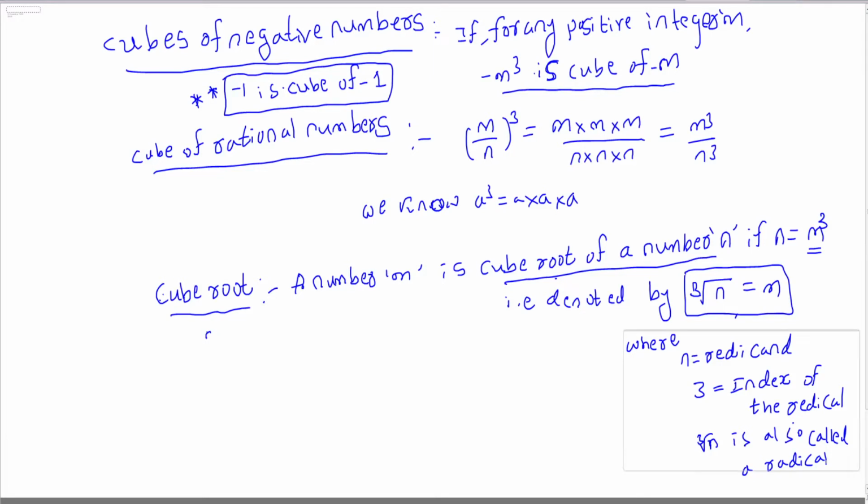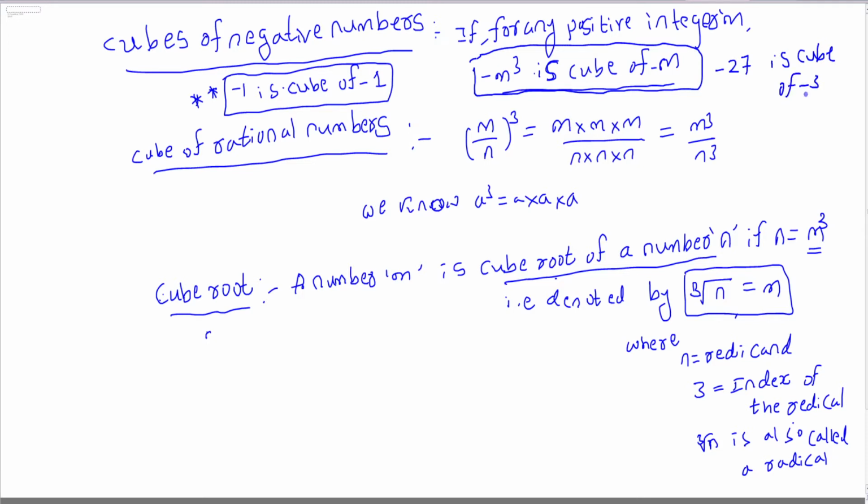The next topic you need to study is cubes of negative numbers. Very simple. For any positive integer m, minus m cubed is the cube of minus m. For example, minus 27 is a cube of minus 3. Minus 3 into minus 3 is 9, 9 into minus 3 is minus 27. But minus 1 is the cube of minus 1 only, the cube of itself. Okay, this is one thing.